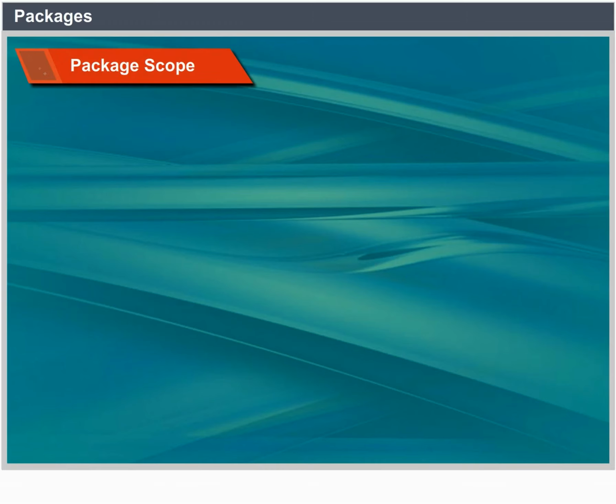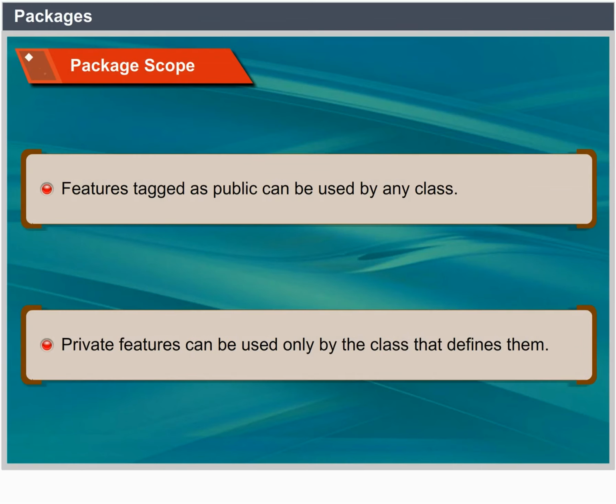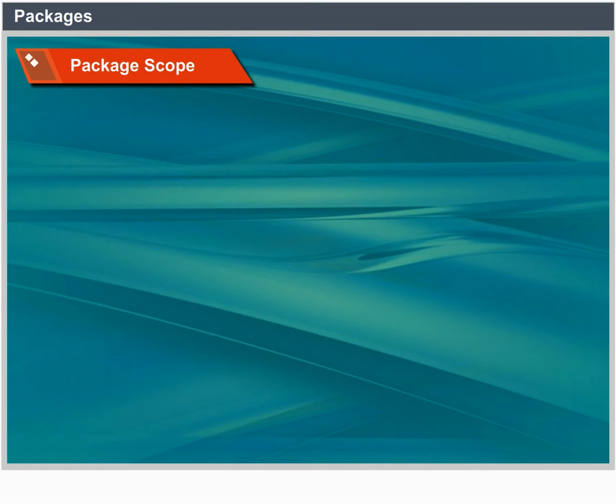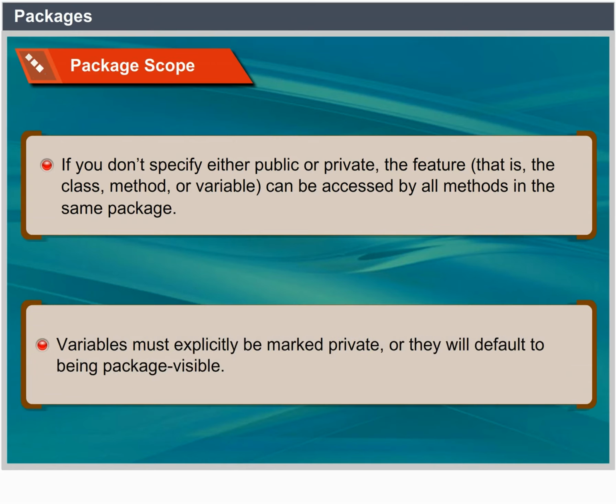Package scope. Features tagged as public can be used by any class. Private features can be used only by the class that defines them. If you don't specify either public or private, the feature, that is, the class, method or variable, can be accessed by all methods in the same package. Variables must explicitly be marked private, or they will default to being package visible.